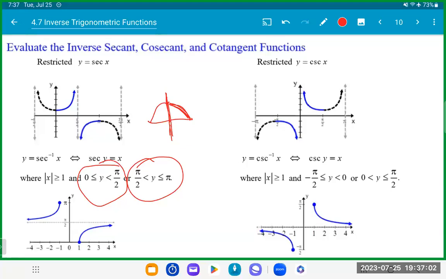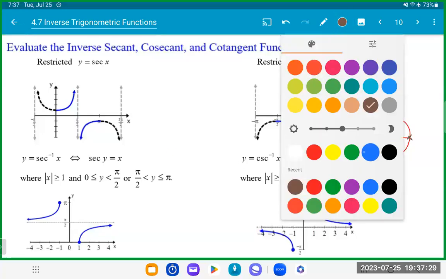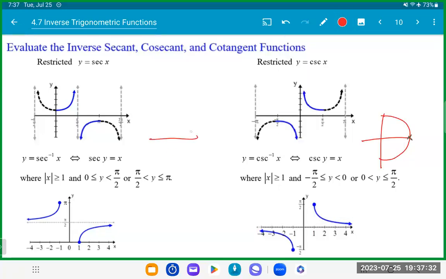So that's secant. For our cosecant, it's negative pi to 0, not including the 0. See, there's no equality here. And then from 0 to pi over 2. So again, we're going from here to here, but we are excluding that point right here. Just like, let's draw this one again. So we can do those, but we have to make sure to exclude that point. Okay.